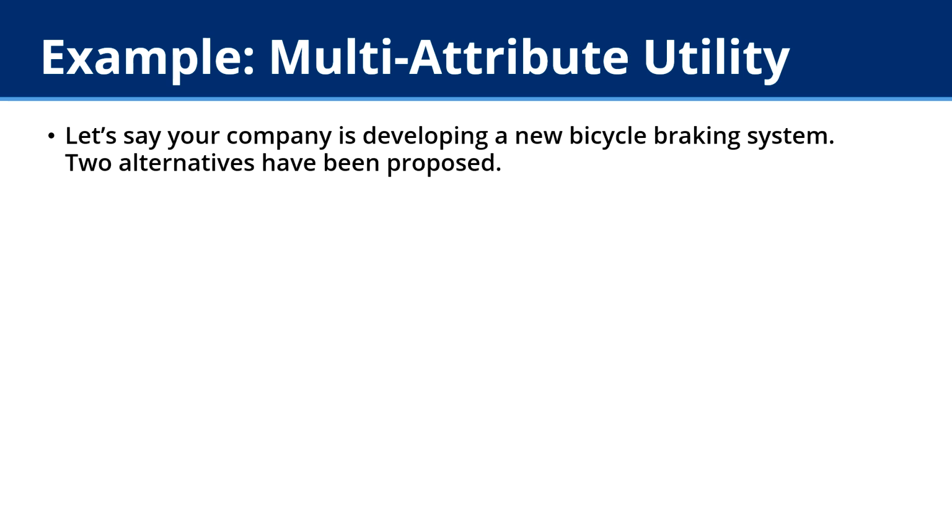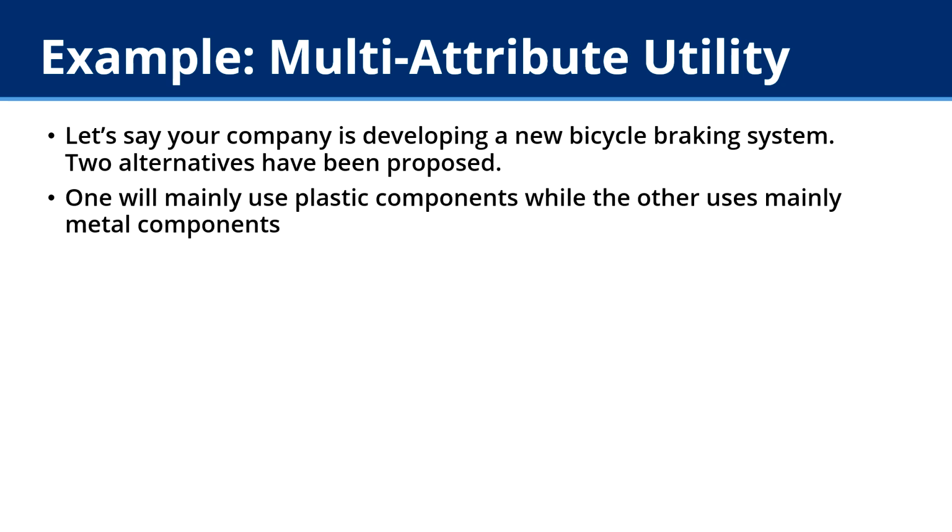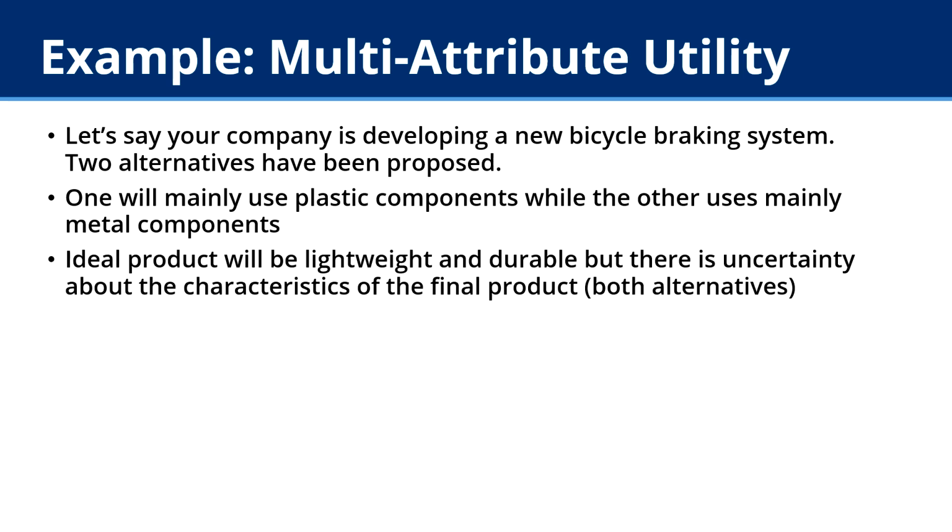Let's demonstrate this multilinear utility function with an example. Let's say your company is developing a new bicycle braking system, and two alternatives have been proposed. One will mainly use plastic components, while the other uses mainly metal components. The ideal product will be lightweight and durable, but there's uncertainty about the characteristics of the final product. This applies to both alternatives presented here.